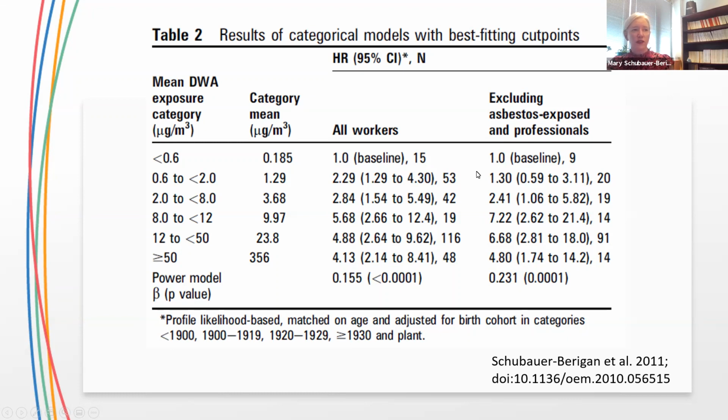And when we excluded those who may have been exposed to asbestos based on the job exposure matrix, as well as professional level workers, we saw similar results, if not even higher, in that reduced set of workers. So quite striking exposure response data.